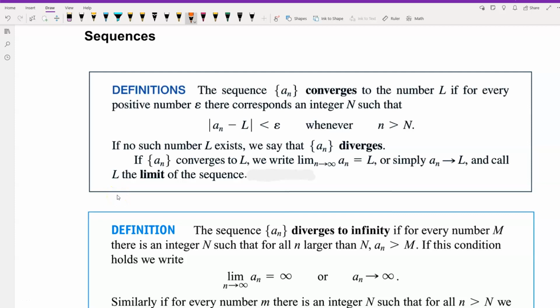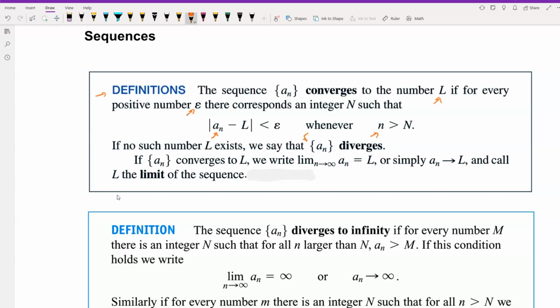Here in this section, we have sequences. The first part, definition: the sequence an converges to the number uppercase L if for every positive number epsilon there corresponds an integer N such that the absolute value of an minus L is less than epsilon whenever lowercase n is greater than uppercase N. If no such number L exists, we say that an diverges.